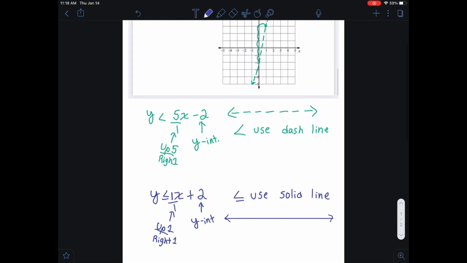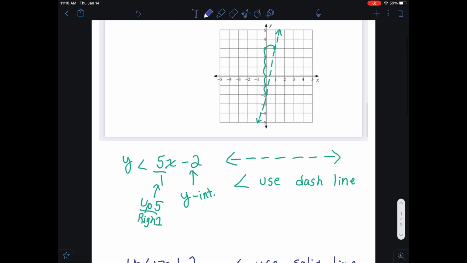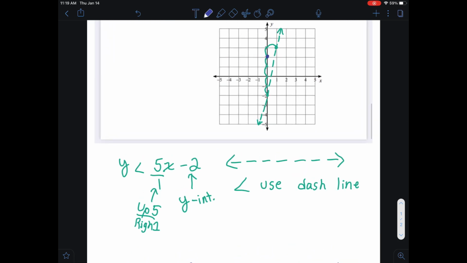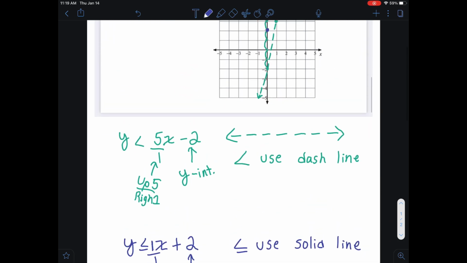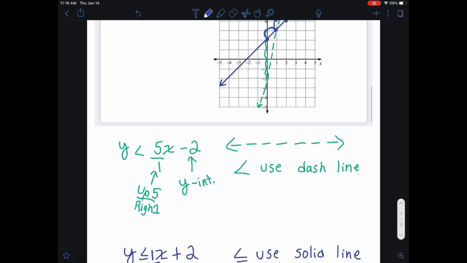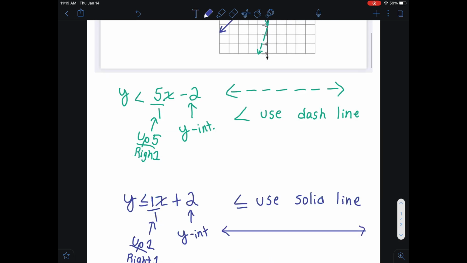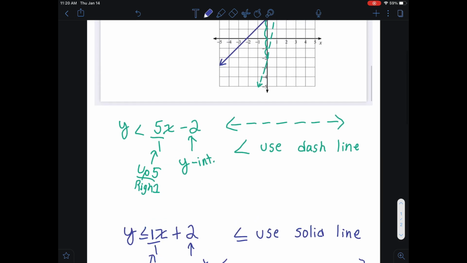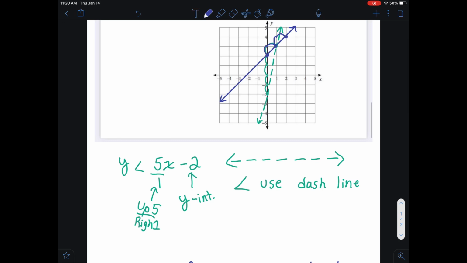Okay, so our y-intercept is 2, so I'm going to put a point at 2. Then we have to go up 1, right 1, up 1, right 1, up 1, right 1. Put our dots, and then let's connect them. And remember, solid line, because it's less than or equal to. And you have both. So now that we graphed both of our lines, we have to follow our next step.